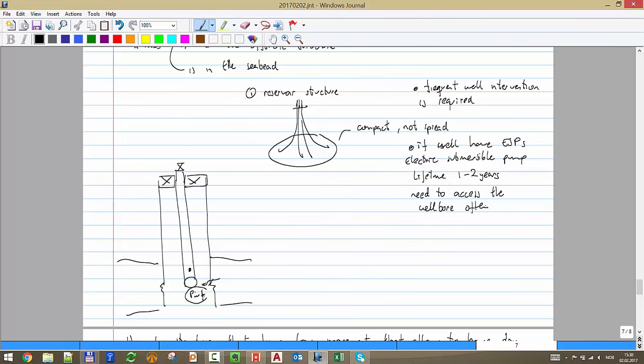Just in contrast, subsea wells have an average intervention time of 5 years, which is much sparser, much less frequent than when you have, for example, a pump, or when you want to make intervention. So that decision you take first is whether the reservoir is not very spread.